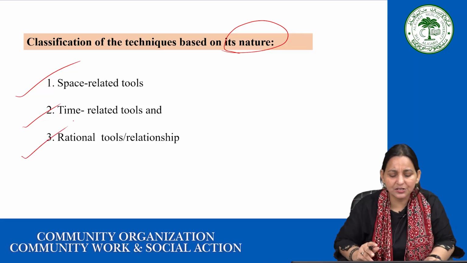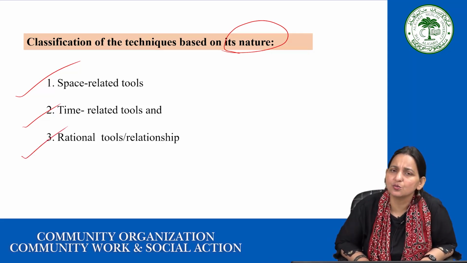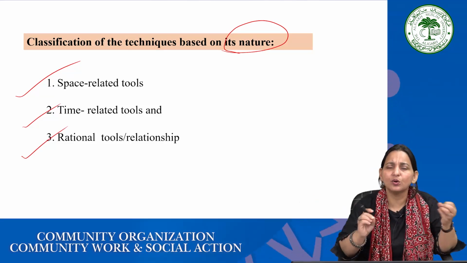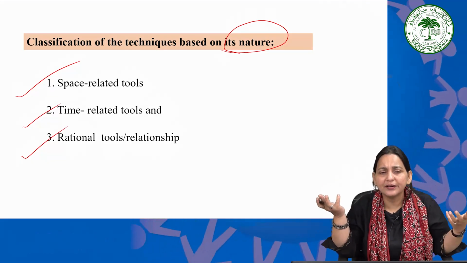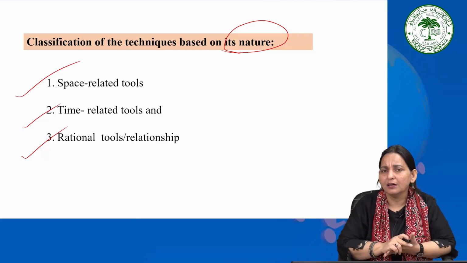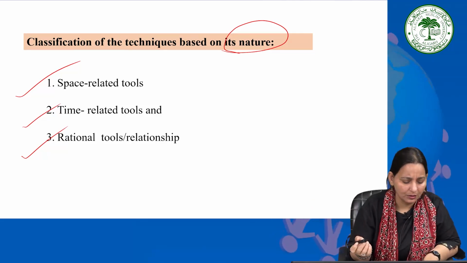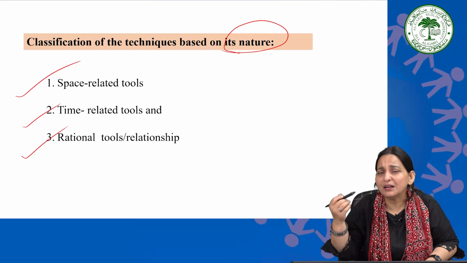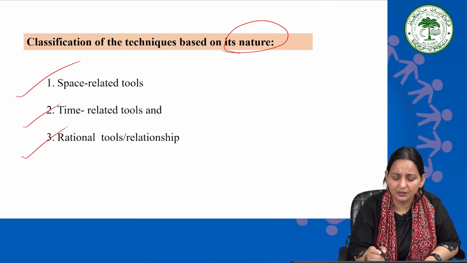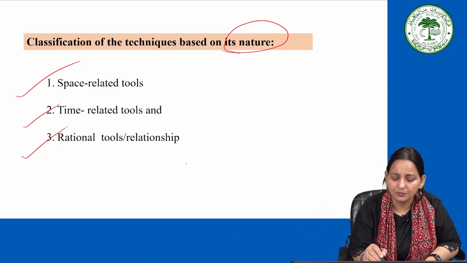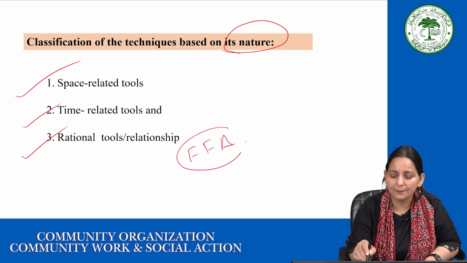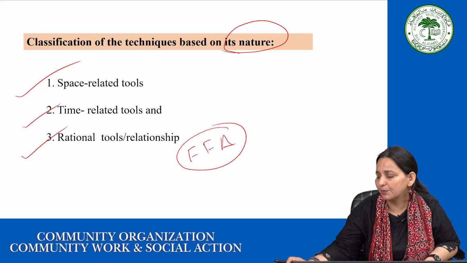The third one is about the rational tools or relationship based tools, which is not about space, not about time. It's more about abstract ideas or rationality, like the many types of matrix, or even the FGD, even the force field analysis. Force field analysis comes under this, and then many more types of tools come here.